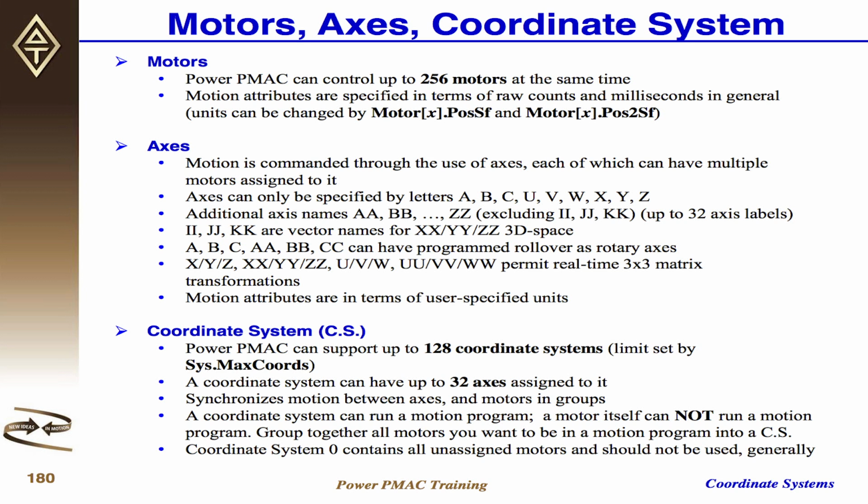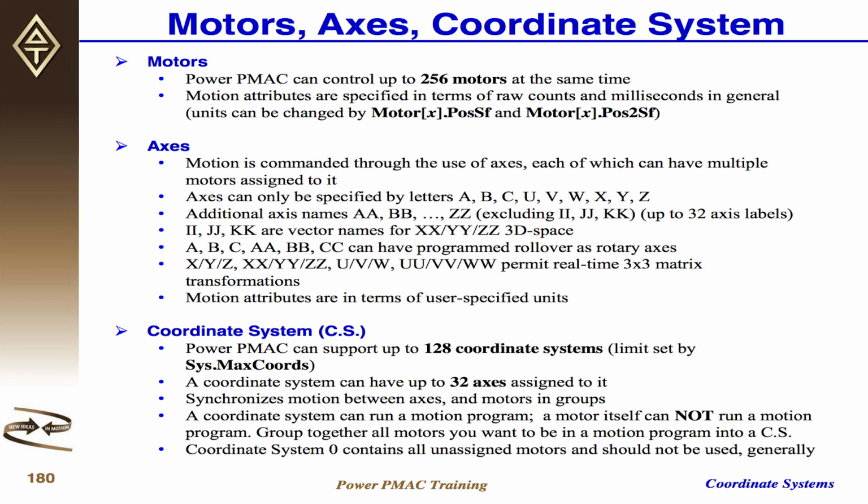So, as I mentioned, coordinate systems: PMAC can support up to 128 coordinate systems at the same time. You can manually limit the number of coordinate systems it has, which reduces computation time. If you want to set sys.maxcoords to a lower value: if you set it to 128, PMAC is going to go through, admittedly nominal, calculations for all 128 coordinate systems. If you set it down to 2, because that's how many you're using, it speeds up PMAC a little bit.